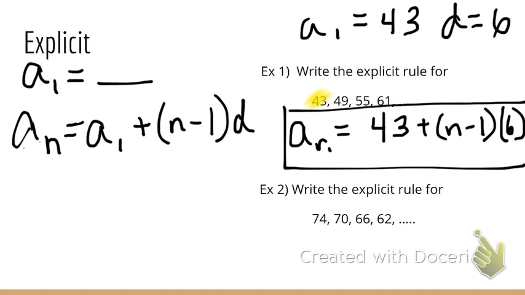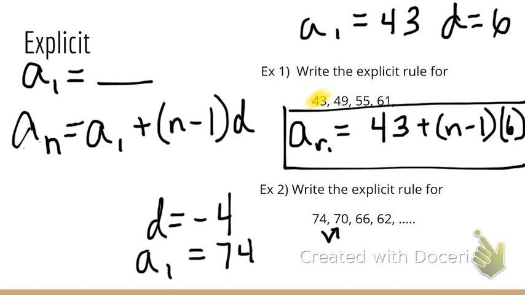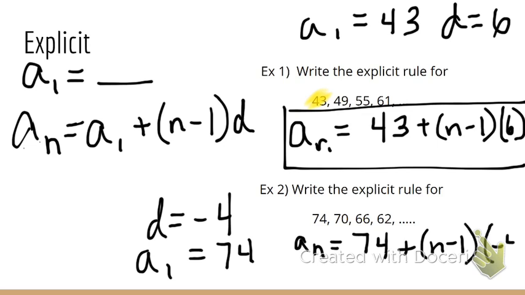Example 2, same thing. We knew we're going down. It was a negative 4. So d for example 2 is negative 4. My first term for example 2 is 74. So we'll do the same exact thing, and we'll plug in our formula. A sub n is equal to 74 plus n minus 1 times, you guessed it, negative 4.